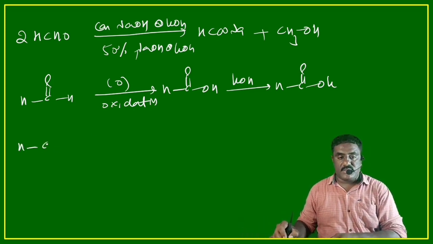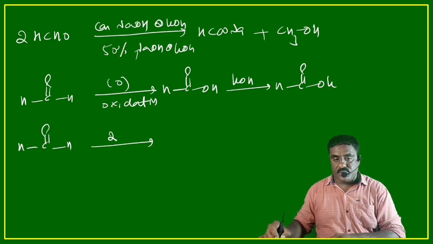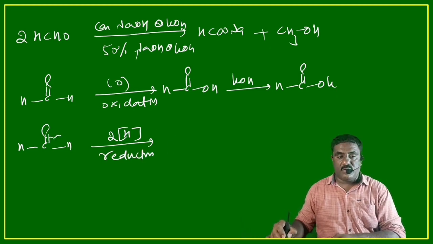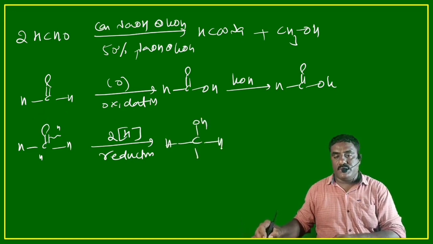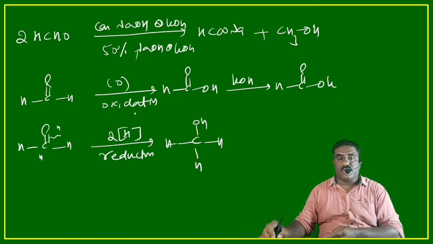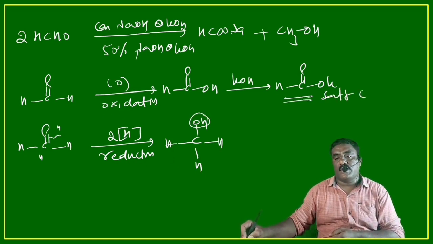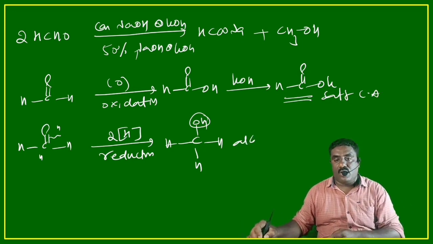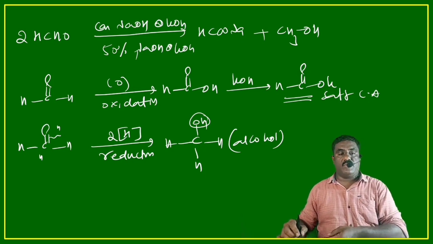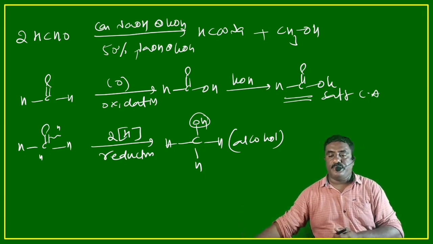Next, HCHO in the presence of reduction: the pi bond breaks and hydrogen is kept, and it is converted to alcohol. One is the oxidation, the other is the reduction. Reduction gives the alcohol, oxidation gives the salt of carboxylic acid. This is a disproportionation reaction.